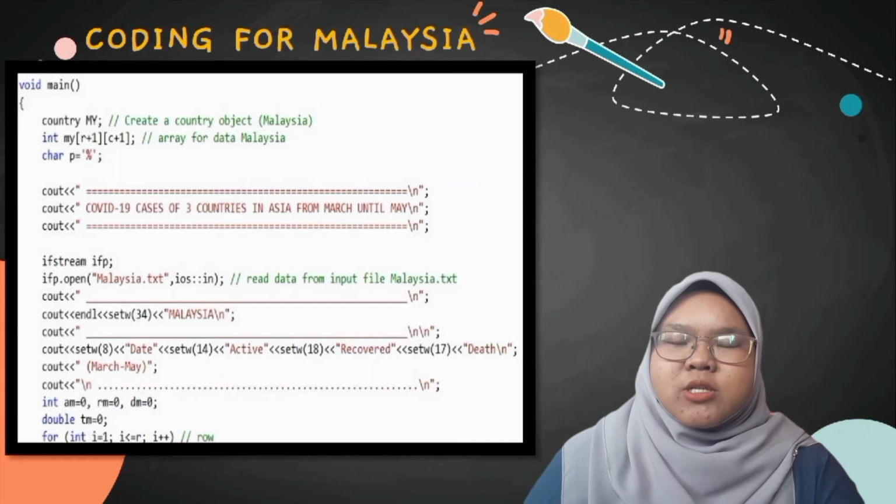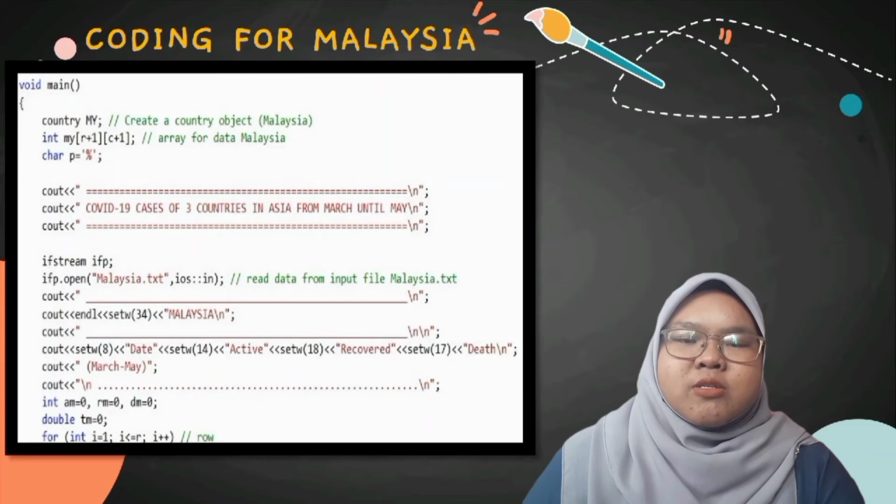Next, we initialize active cases for Malaysia as AM equals 0, recovered cases for Malaysia as RM equals 0, death cases for Malaysia as DM equals 0, and total Malaysia cases as TM equals 0. The data type for AM, RM, and DM is integer, which is int, and for TM is double.